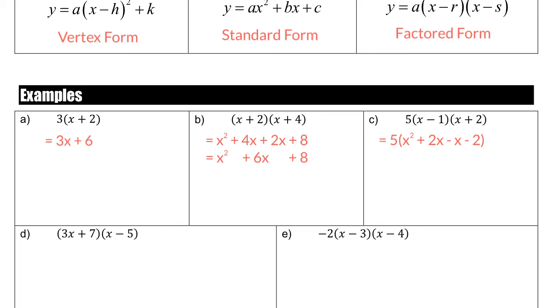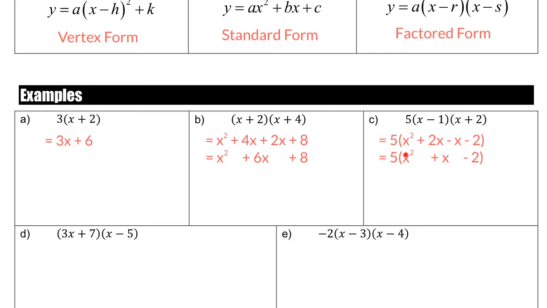So I have 5, and then inside the brackets, x squared plus 2x minus x minus 2. I'll simplify the middle terms to get x squared plus x minus 2. Now all of that gets multiplied by 5. So everything inside these brackets gets multiplied by 5.